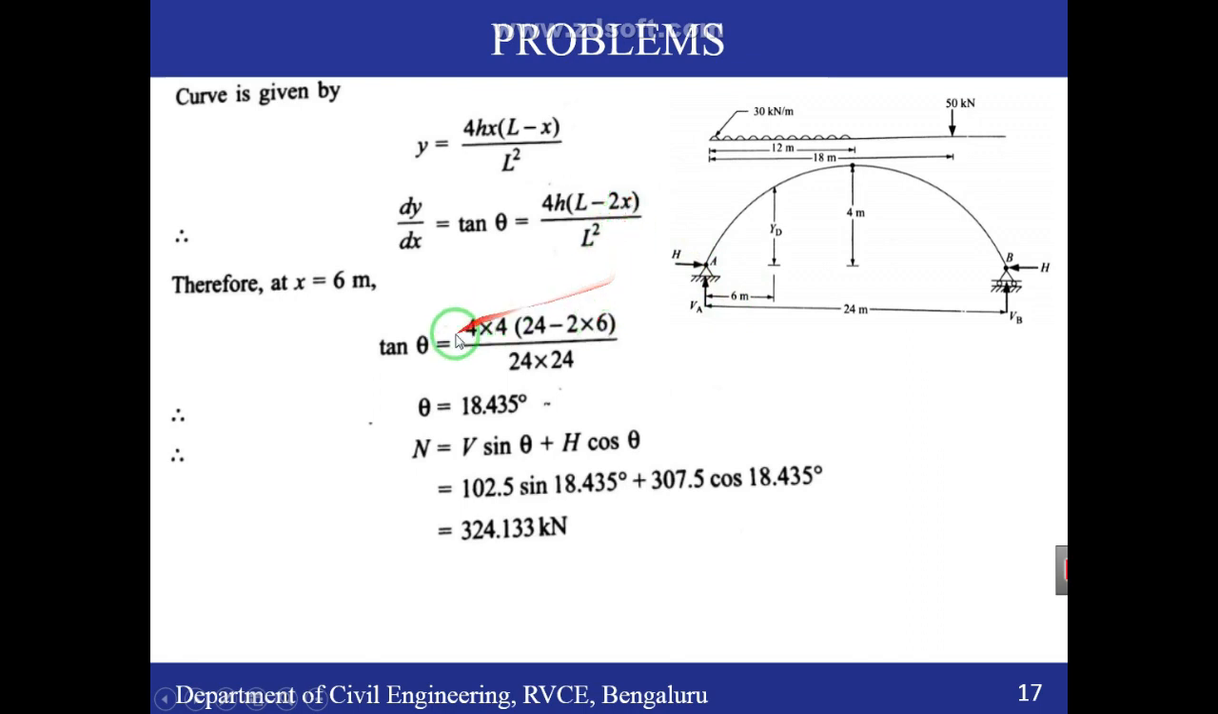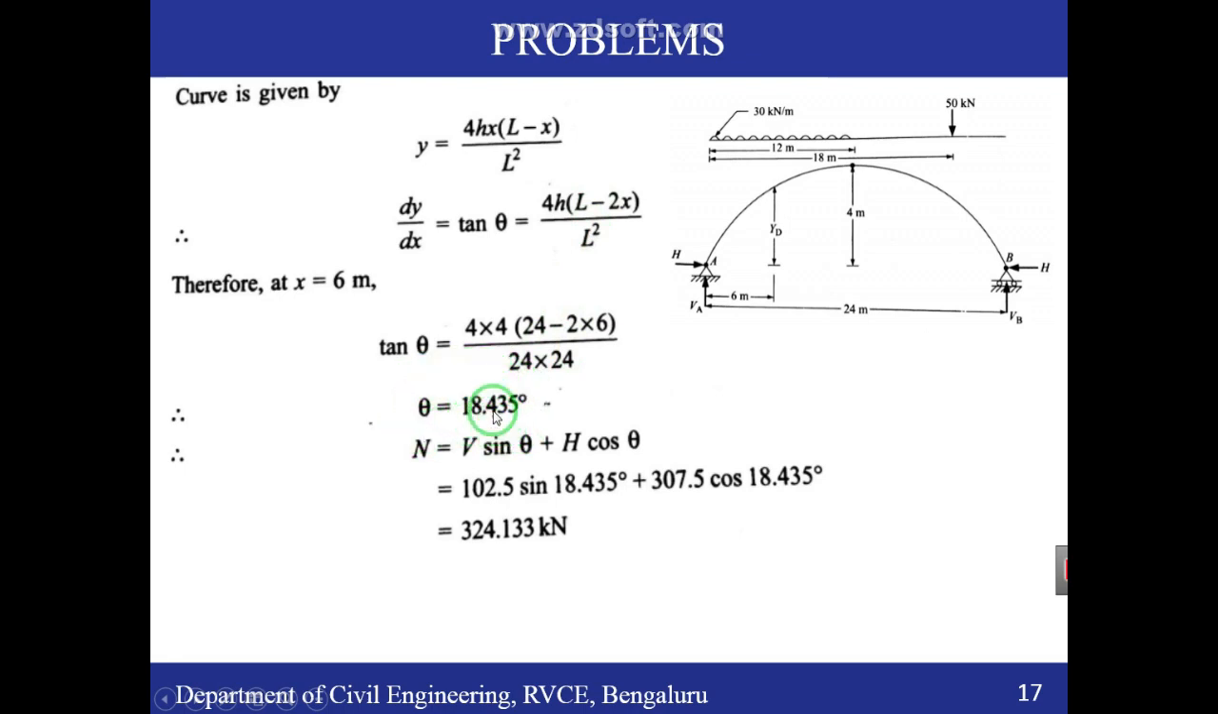All right. So now tan theta is equal to 4h by L, where h is the rise of the arch, L is the length of the arch, and x is the point where you require the unknown, and L is again the length of the arch. Right. So now we are arriving at a value of theta equal to 18.435.